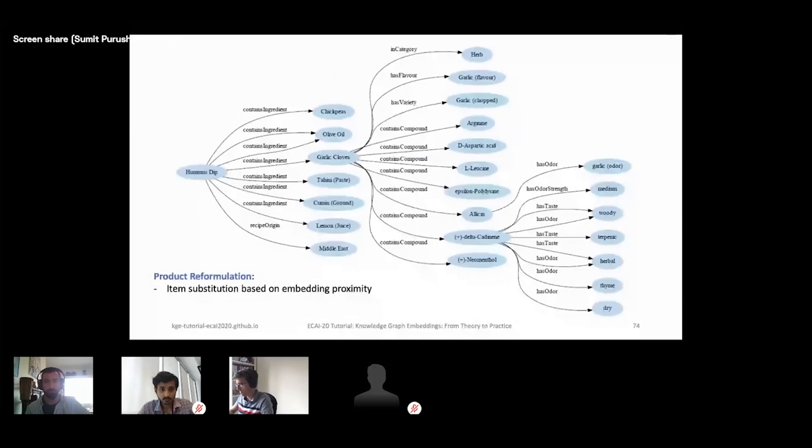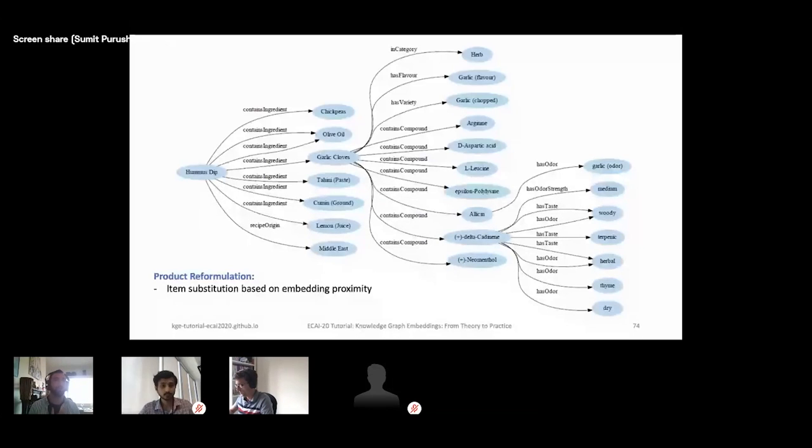Thank you. On this slide, I'm just showing a very, very stripped down set of facts from the full graph describing a recipe for hummus. You can see the ingredients that are contained on the left, where hummus originates from. And then in the interest of giving a sense of how the full graph would look, I've just focused on garlic cloves and some of the compounds that are present or contained within it.